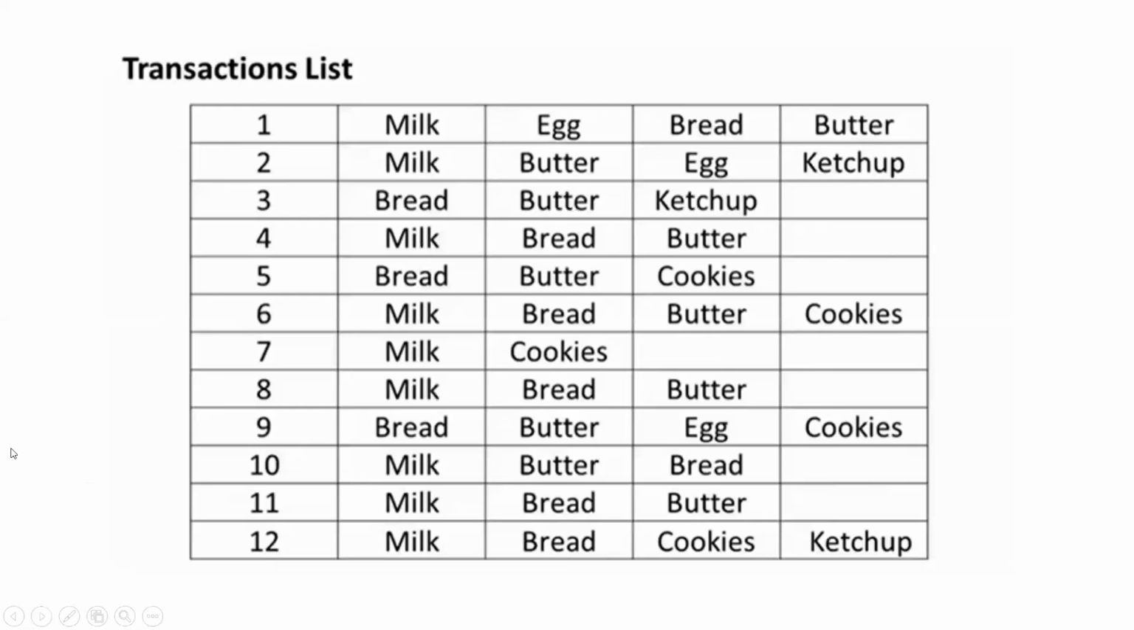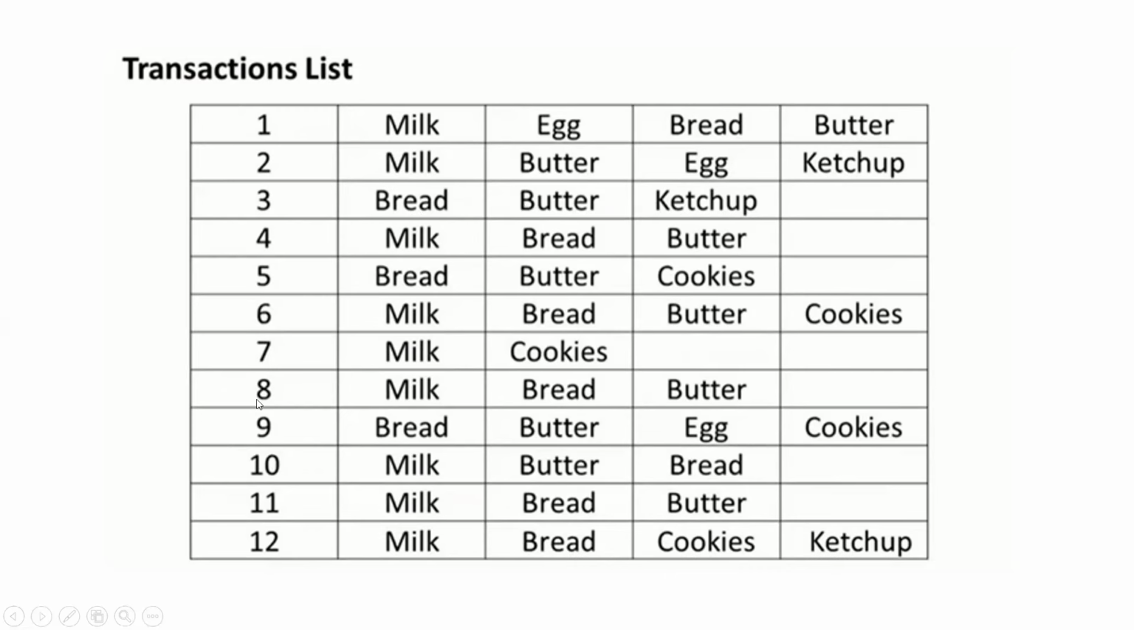So now we'll see a problem. So this is the question. We have 12 sets of data. So this is like a market-basket analysis. Here the cases are: in case number 1, a person who bought milk also bought egg, bread, butter too. The second person who bought milk also bought butter, egg, ketchup. The third case, the person who bought bread also bought butter, ketchup. So like this, different combinations are there.